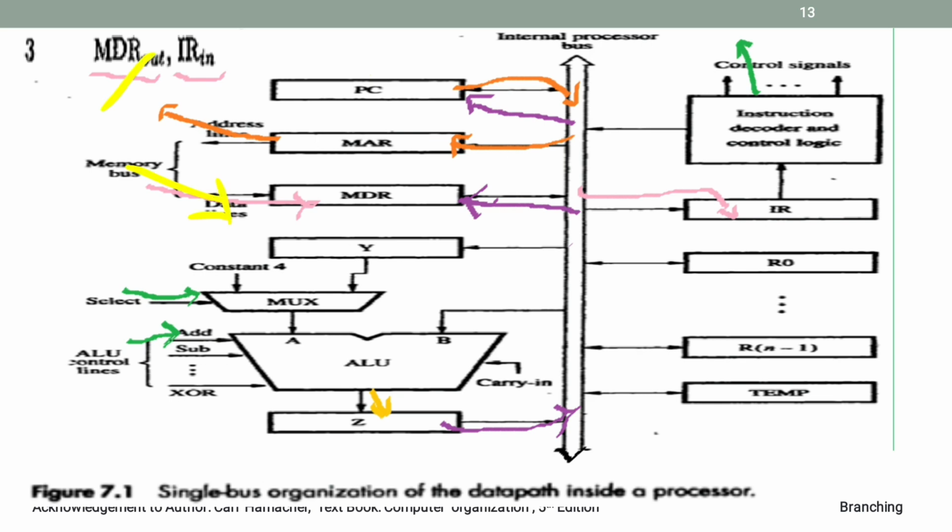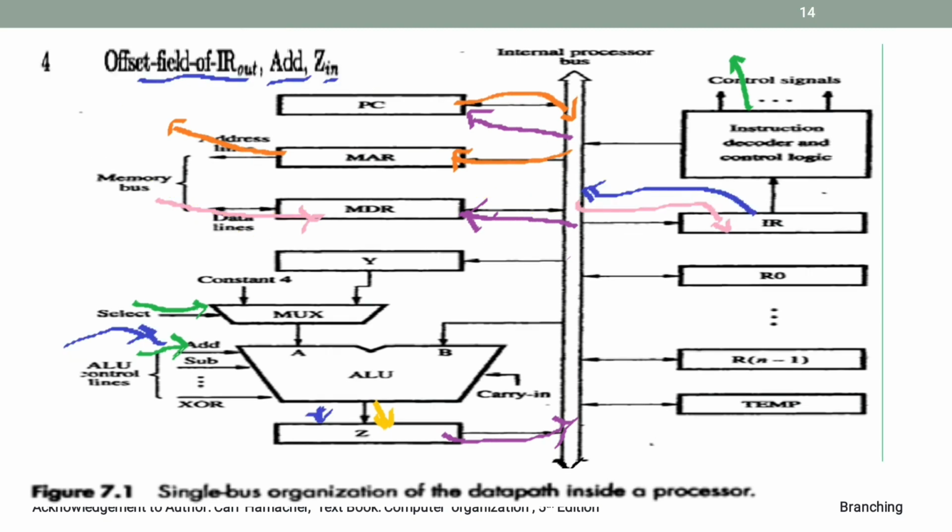When memory puts its content, that is the branch instruction, onto the data lines of the external memory bus, MDR out signal is given. Because MDR in E will be always active, that instruction will be taken from data lines into MDR. When MDR out is given, that comes on to the internal processor bus. IR in control signal, that it will input into the instruction register. This is how, at the end of the third step of control sequence, the branch instruction which was stored in memory 2000 is brought to the instruction register.